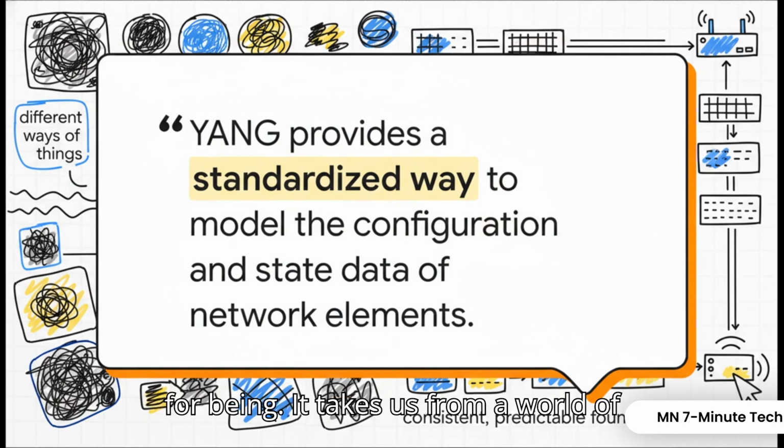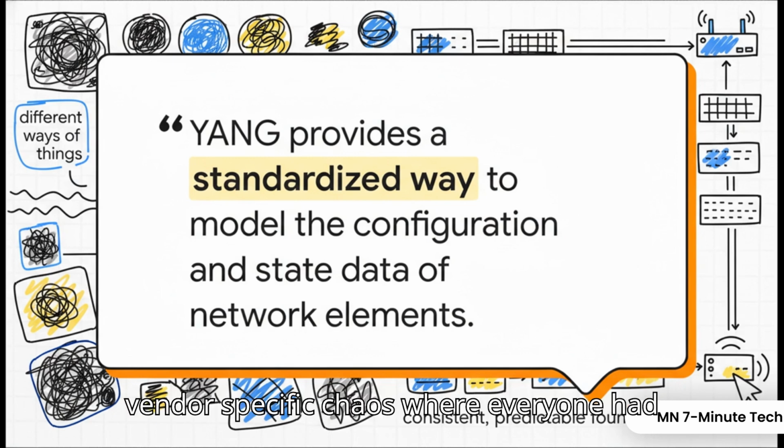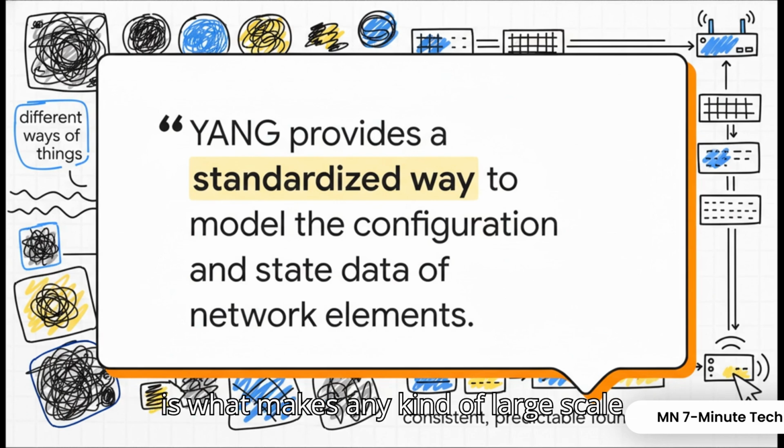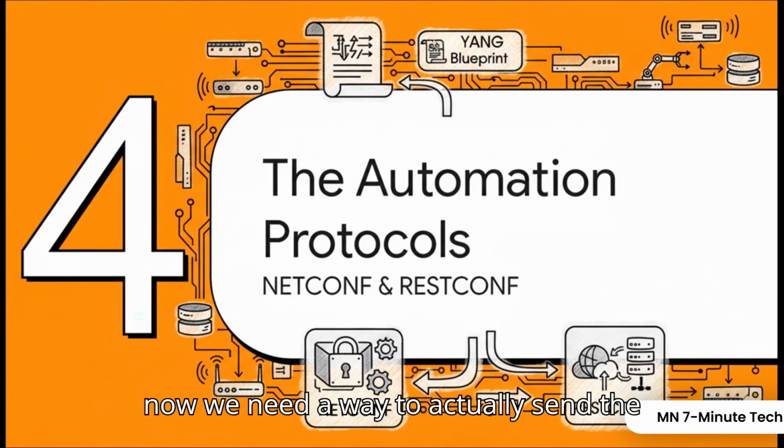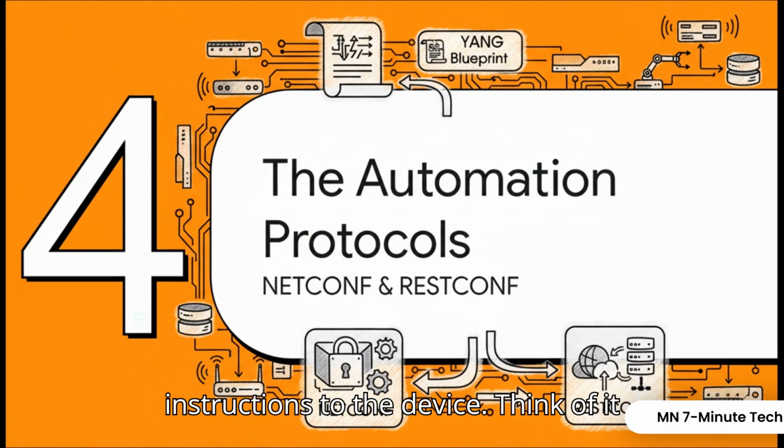It takes us from a world of vendor-specific chaos, where everyone had their own way of doing things, to a clean, standardized foundation. That consistency is what makes any kind of large-scale automation even possible. Okay, so we've got our standard blueprint with Yang, but now we need a way to actually send the instructions to the device. Think of it like a postal service.